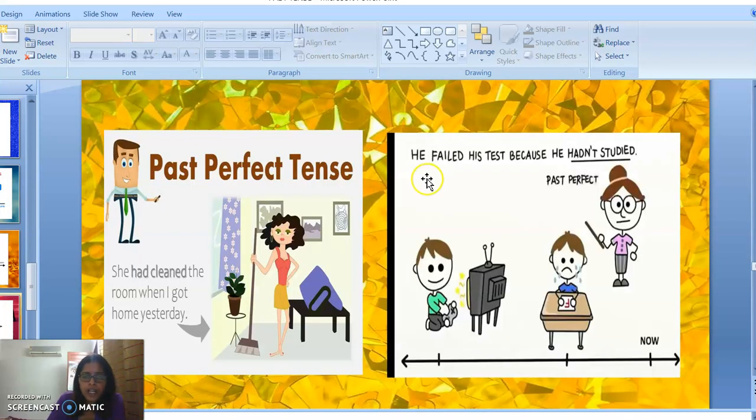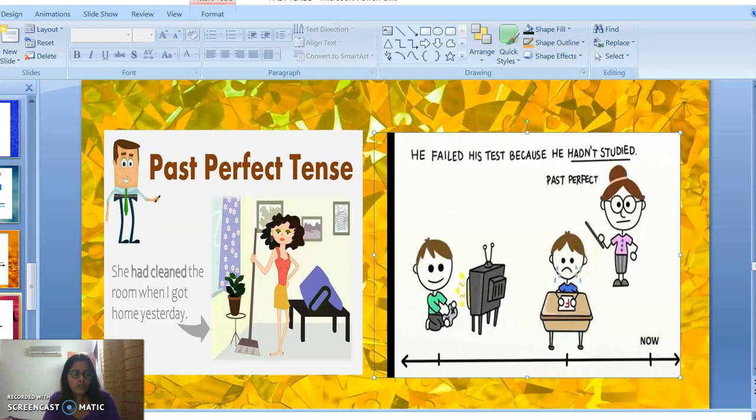Moving on. Past perfect tense. She had cleaned the room when I got home yesterday. So this sentence shows two past actions. The first action is she had cleaned the room, and the second is when I got home yesterday. Similarly, he failed his test. Why did he fail his test? Because he hadn't studied well. It means which action took place first in the past? He had not studied well. That's why he could not qualify his exam. So these are the examples of past perfect tense.